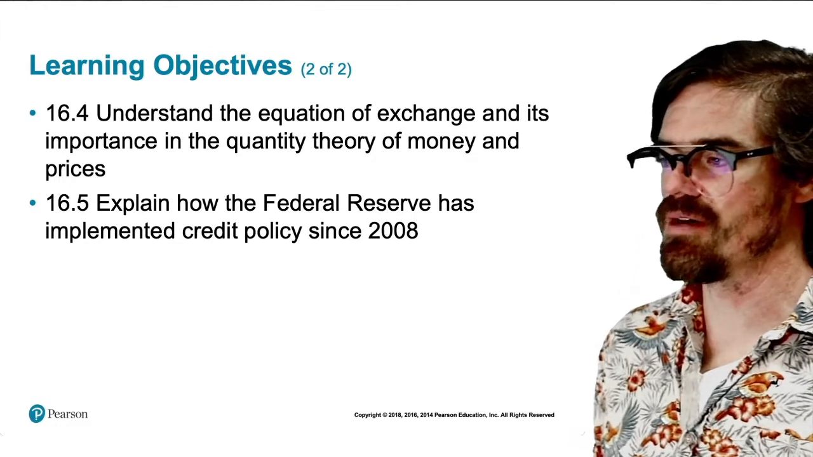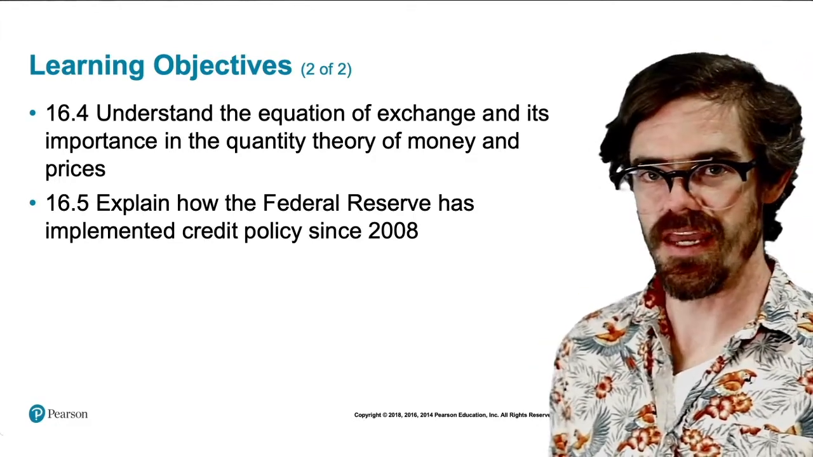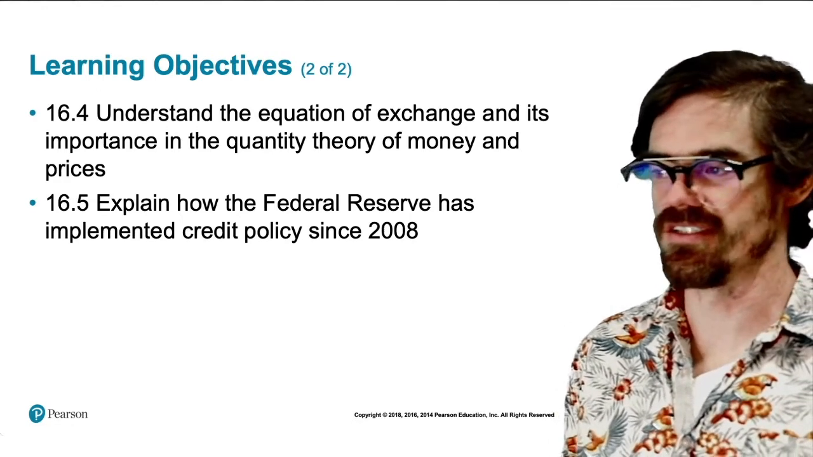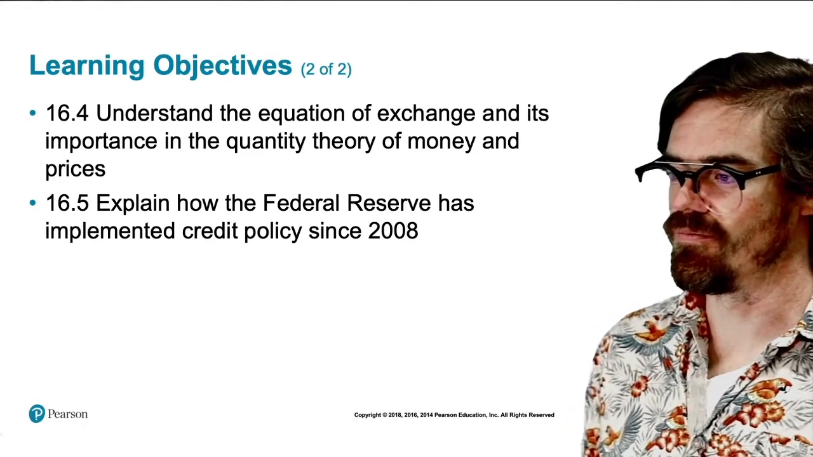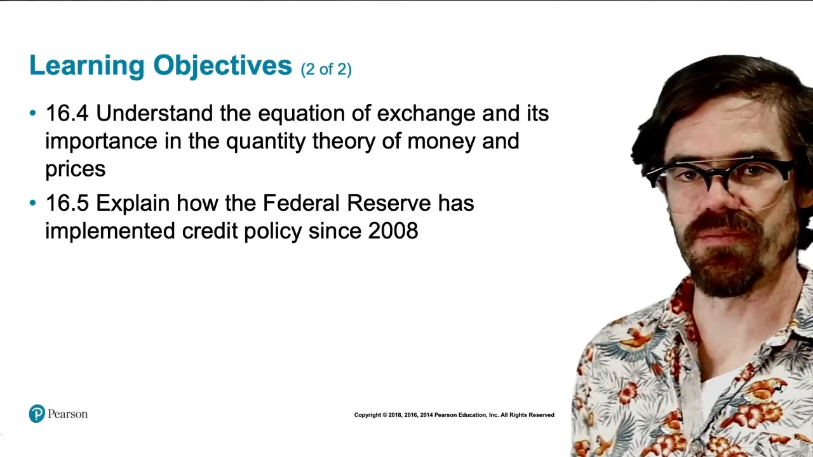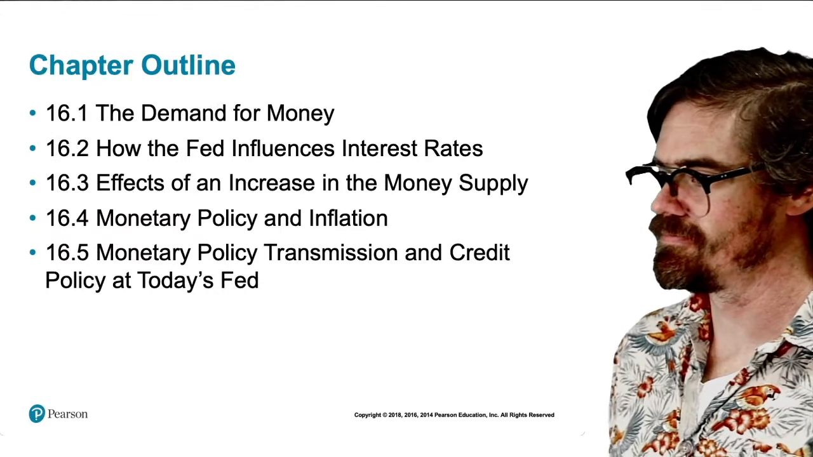Next, we want to be able to understand something called the equation of exchange and what its importance in the quantity theory of money and prices is. And then we're going to wrap up the chapter by looking at how to explain the Federal Reserve and how they have implemented credit policy since the Great Recession in 2008.